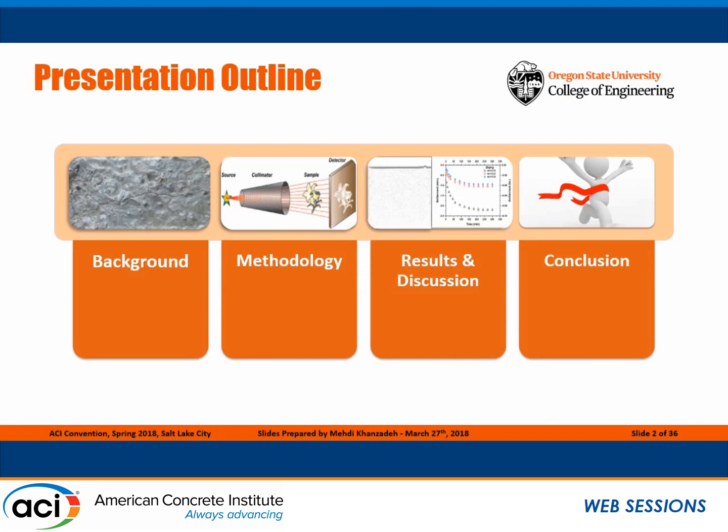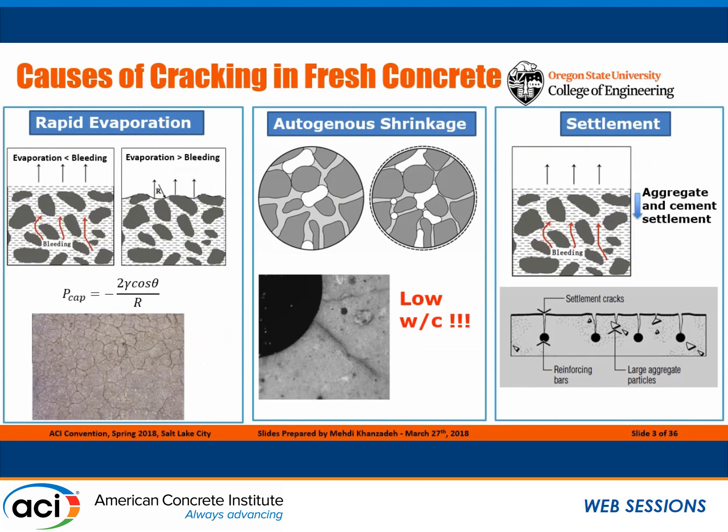So the outline: I will have a brief background, then I will talk about the methodology, results, and discussion, and at the end, concluding remarks. So what are the causes of cracking in fresh concrete? I listed here 3 main causes. The first one is rapid evaporation. It happens when the evaporation rate is higher than the bleeding rate, and then we start forming the capillary meniscus at the surface, and then capillary pressure, which causes the crack as shown in this image at the bottom.